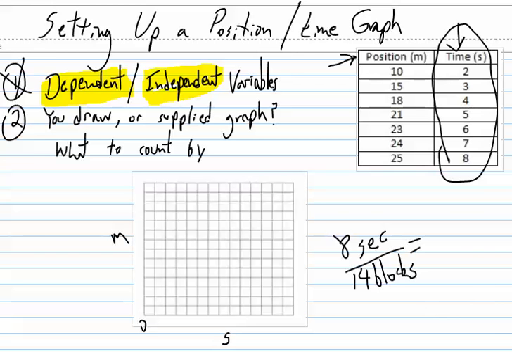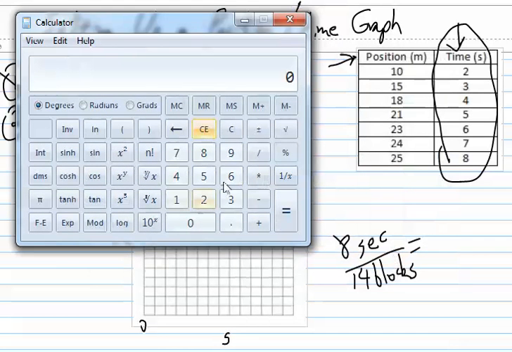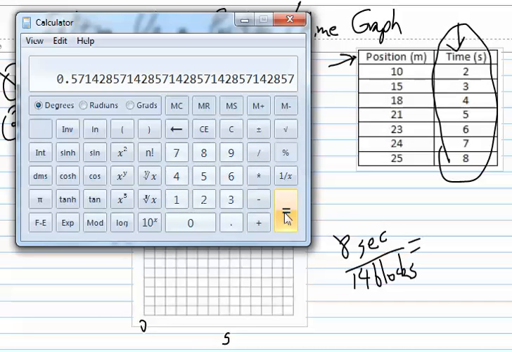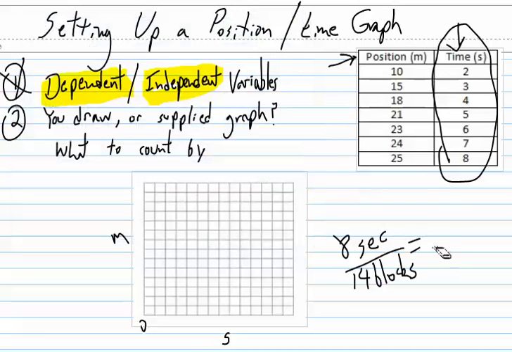Whoa. Oops, lost track of time. Okay, so what we've got then is 8 seconds and 14 blocks. So 8 divided by 14 gives me 0.57. Okay, so I wind up with 0.57. What is that? Is that what I want to count by? 0.57 seconds per block? Well, I could, but that seems a little bit silly to me.